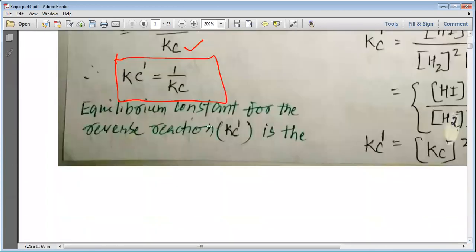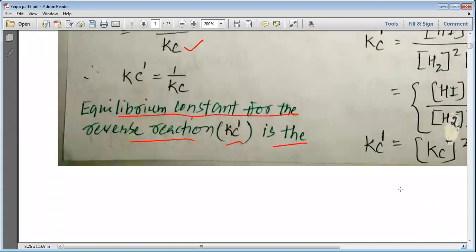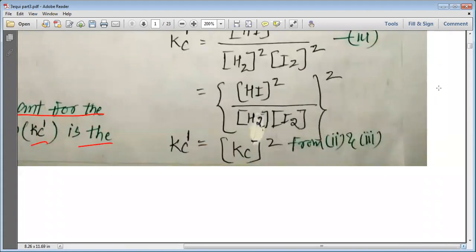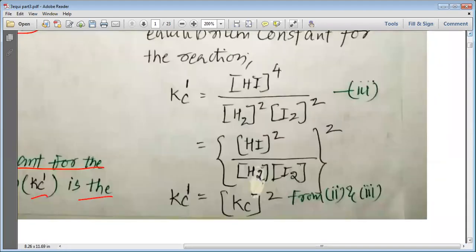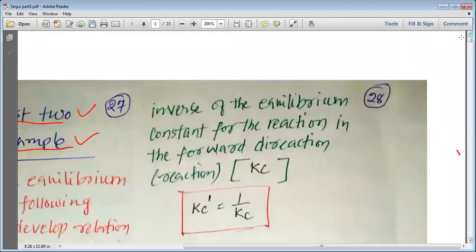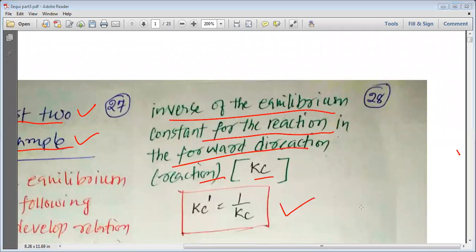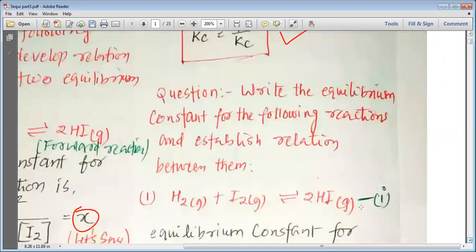And that is why we can now express this in words: the equilibrium constant for the reverse reaction, that is Kc dash, is the inverse of the equilibrium constant for the forward reaction, that is Kc. And this is how we prove that Kc dash is equal to 1 upon Kc.